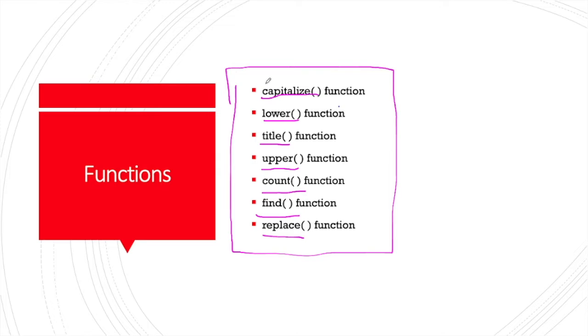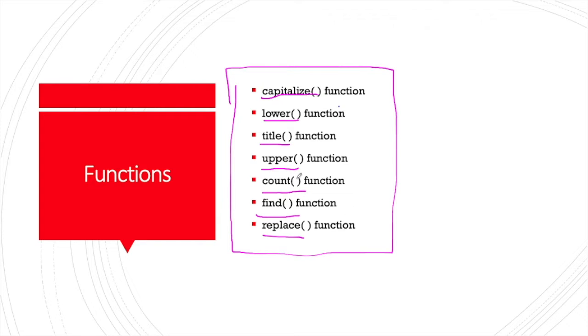So the capitalize function, well, it'll capitalize the first letter of the string or of a sentence. The lower function changes all the letters to lowercase. The title function changes the first letter of every word to uppercase. And the upper function changes every letter to uppercase.